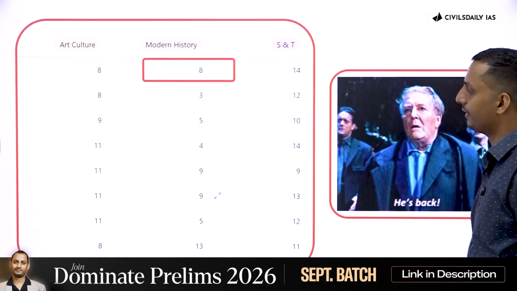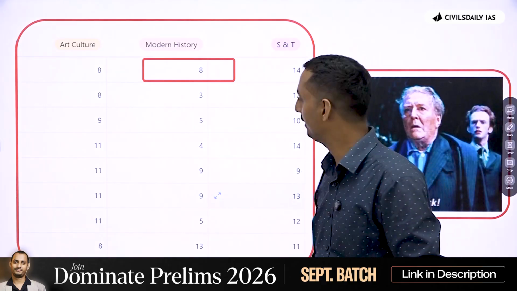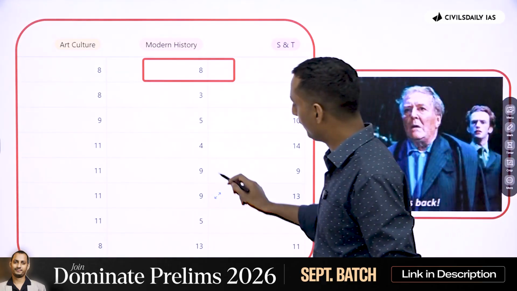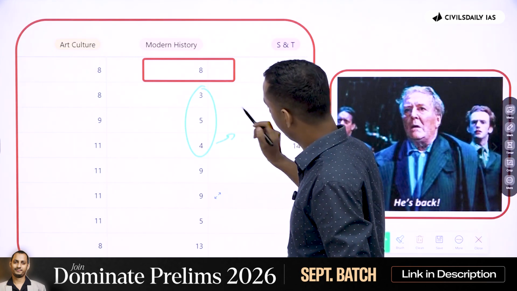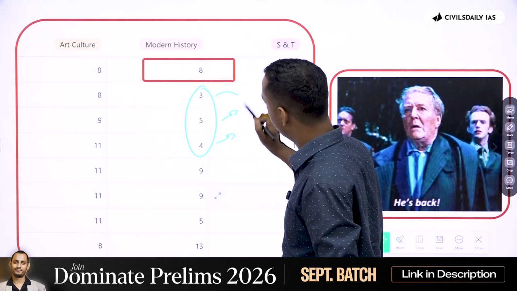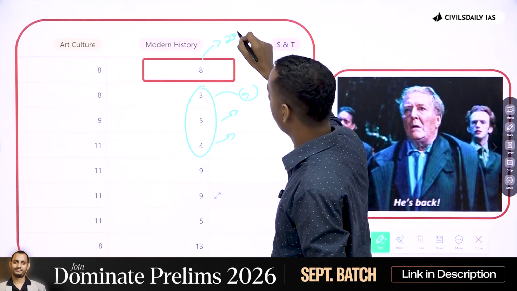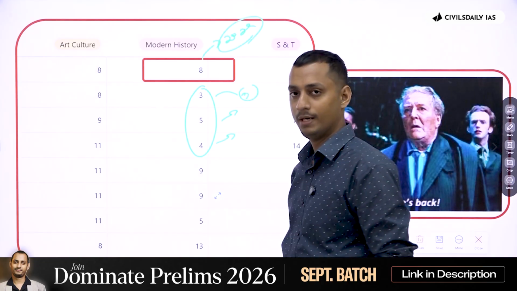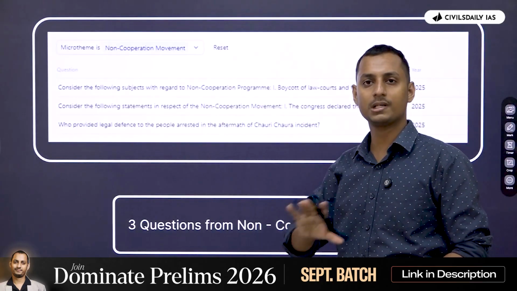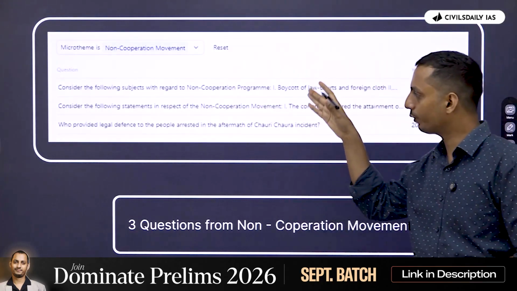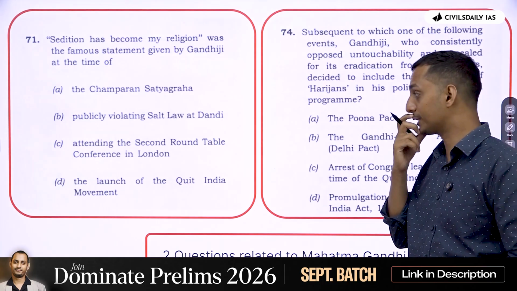Now, if you actually analyze the PYQs, you'll understand that modern history has staged a significant comeback. In 2021 to 2024, you can see here, 4 questions were there, which improved to 5. In 2024, only 3 questions came. But in 2025, it has come back again to 8 questions. If you dive deeper, you will understand that there are 2 areas in which UPSC has asked more questions. The non-cooperation movement, 3 questions have come. With respect to Mahatma Gandhi as well, 2 questions have come.